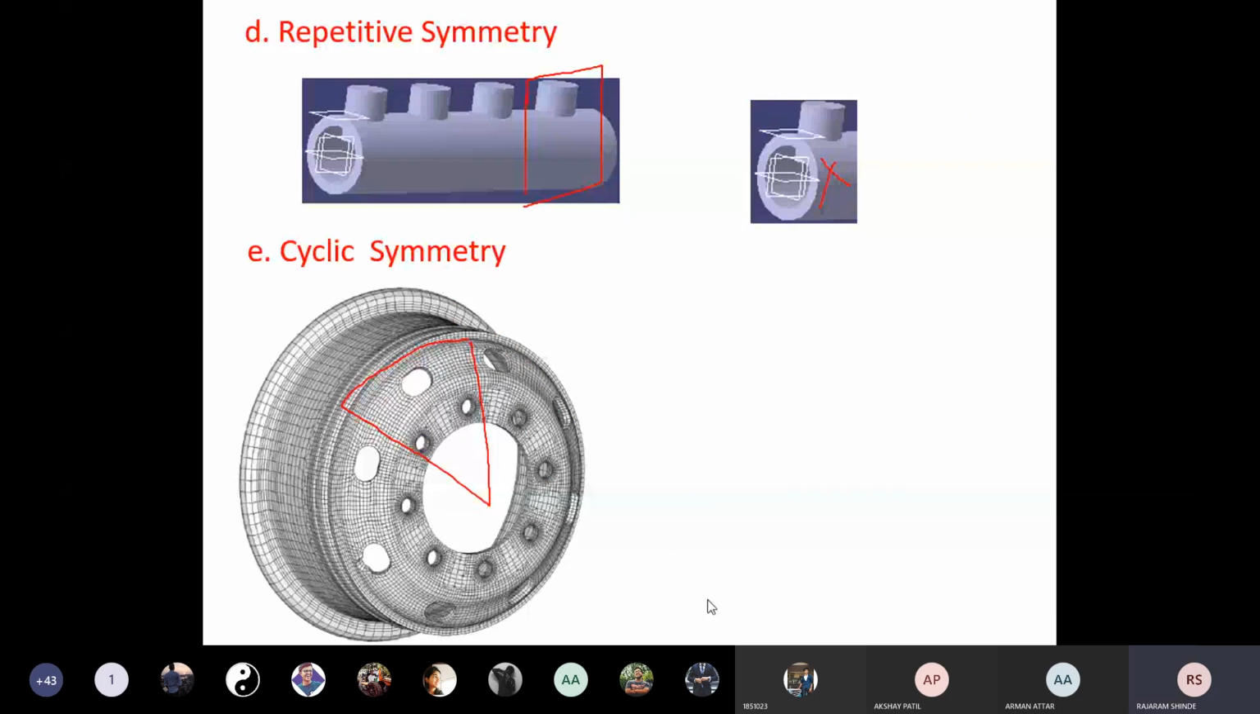Here symmetry is important because most problems are symmetric. The car body is symmetric about its longitudinal axis. A truck is also symmetric about its longitudinal axis. Am I right? So it is not necessary to analyze the complete car. If loading is symmetric, then it is not necessary to go for complete analysis of the car body. You can use symmetry for that.